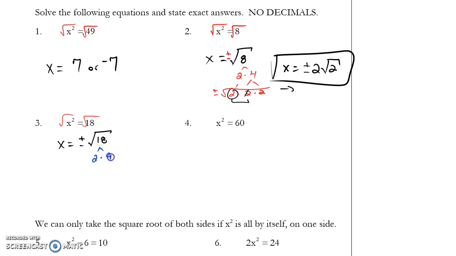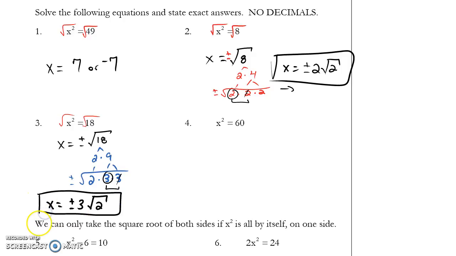18 is 2 times 9. That's 2 times 3 times 3. That's all positive or negative, and it's inside a square root. I have a pair of 3's. Pull the 3 out, it's positive or negative 3. I have a 2 left over inside, it stays inside. x equals positive or negative 3 square root 2.